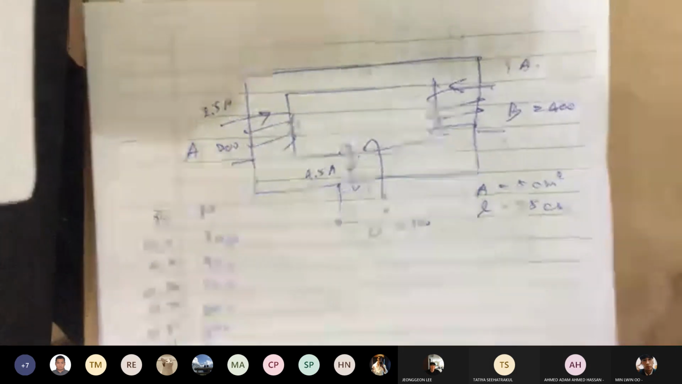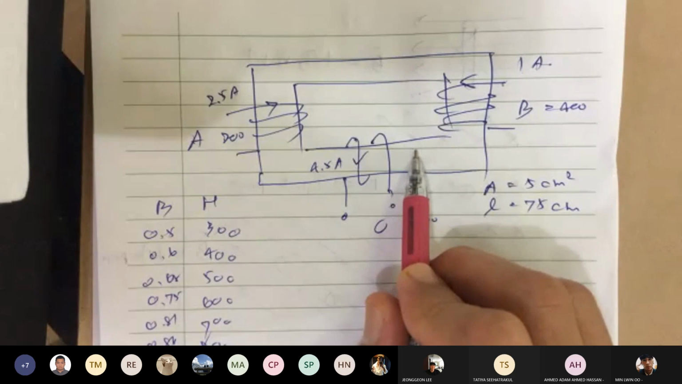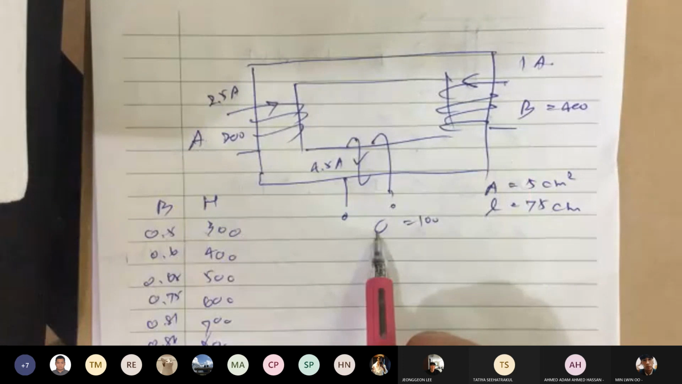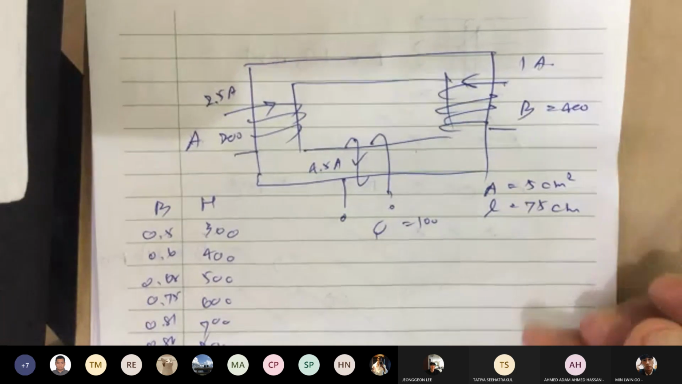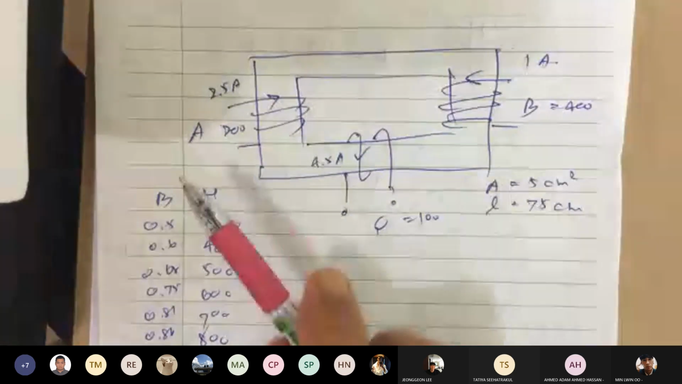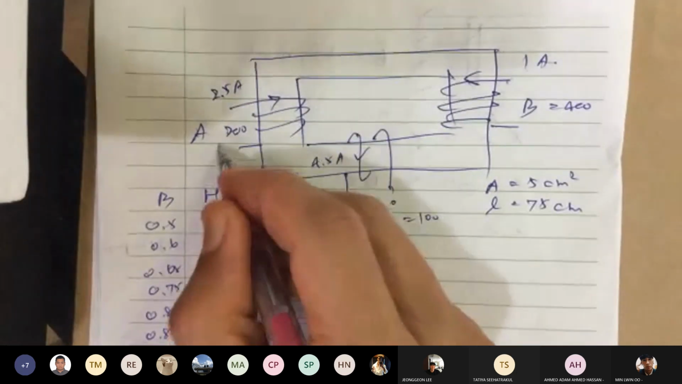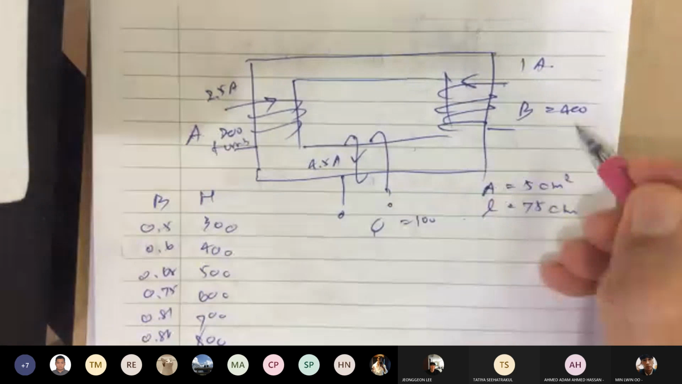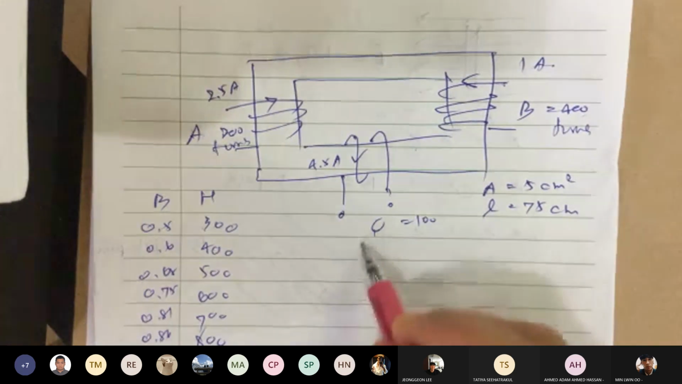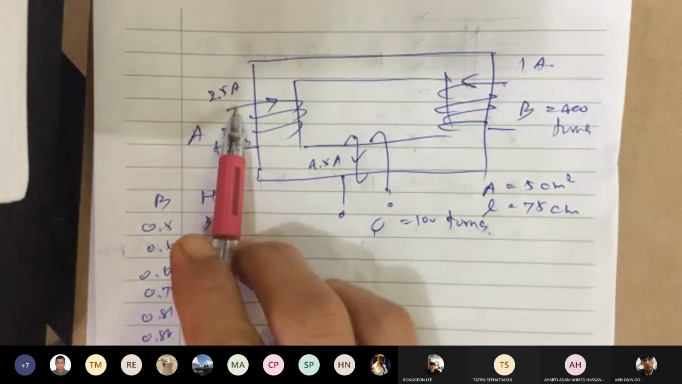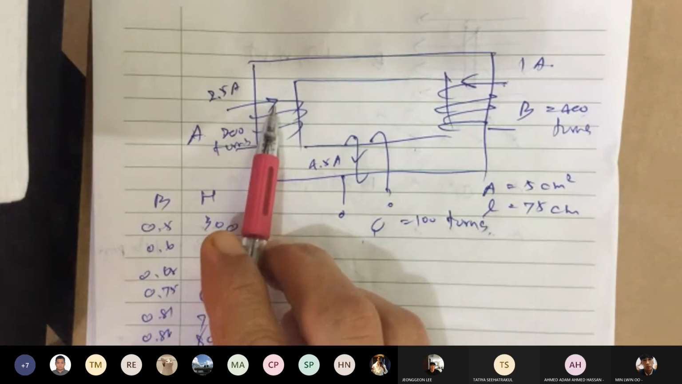So you should have this posted, but I'm just going to give you a rough drawing. So we have a core. Okay, 3 coils, A, B, and C. Now, the directions of the current in these coils matter. Coil A has 200 turns, B 400 turns, C 100 turns. A has a current of 2.5 amp shown here with the arrows.